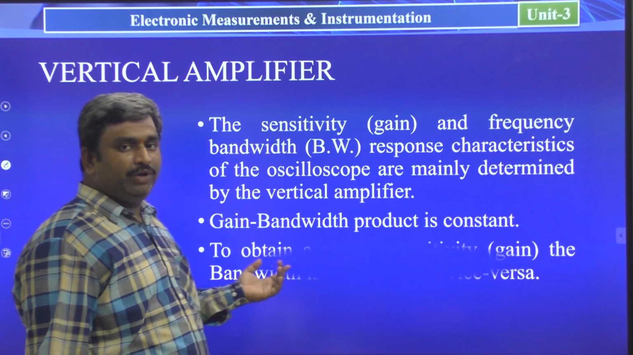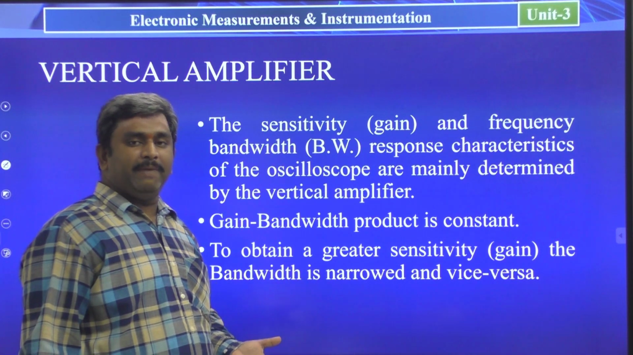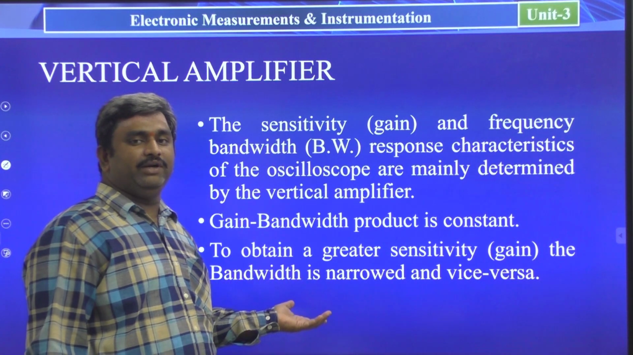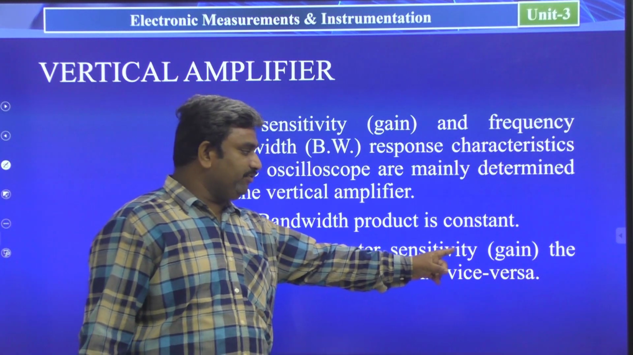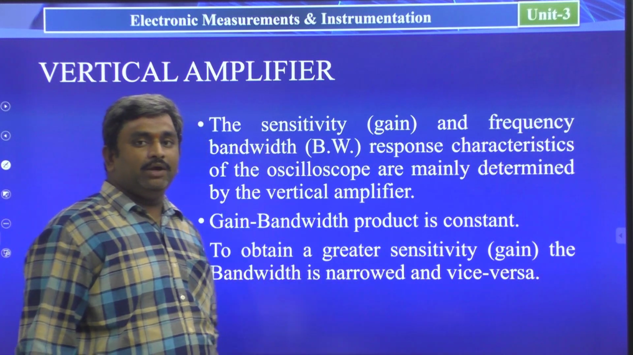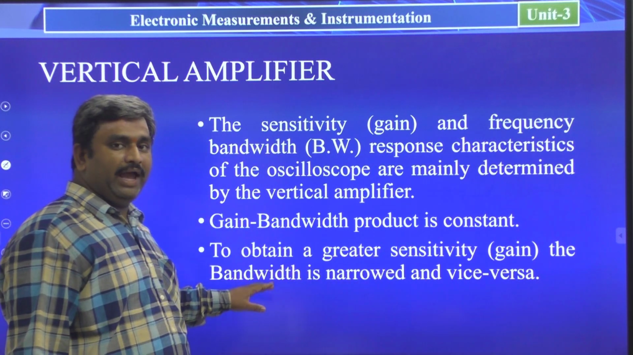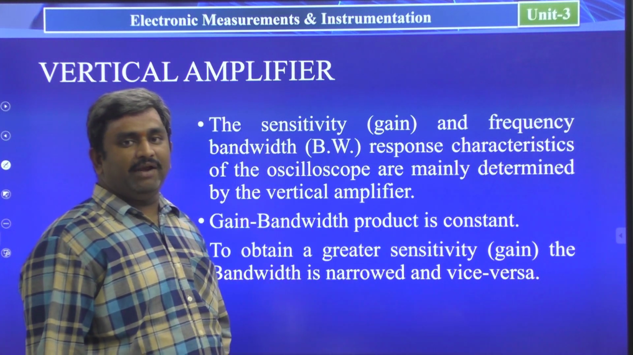For example, if you require high sensitivity, then you have to reduce the bandwidth. If you require high bandwidth, then you reduce the gain. To obtain a greater sensitivity, that is gain, the bandwidth is narrowed, and vice versa. So this is the gain bandwidth product.